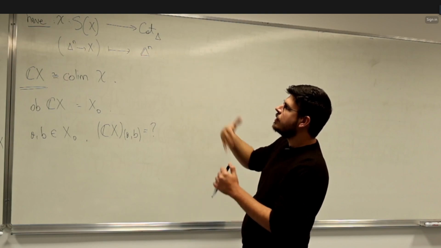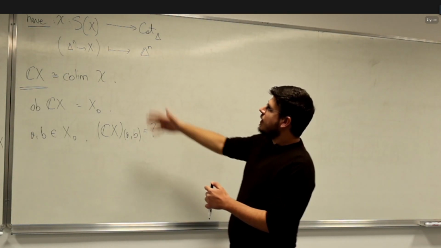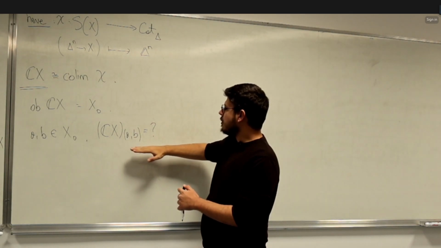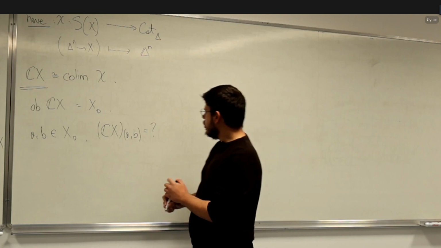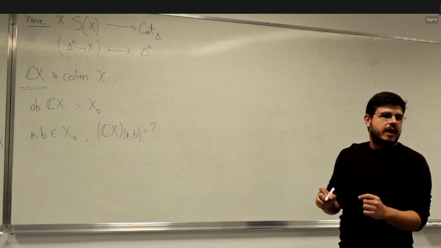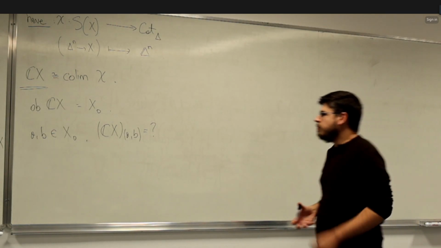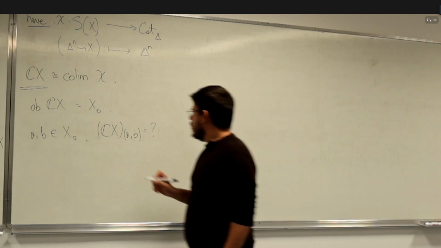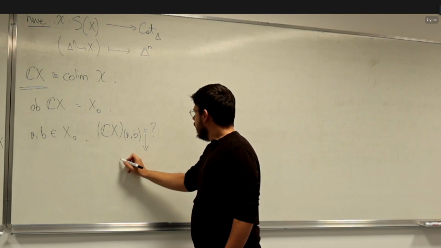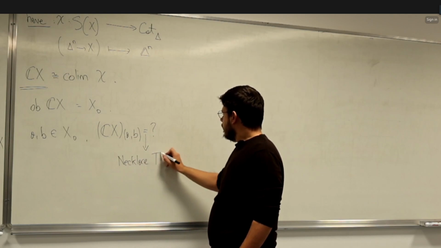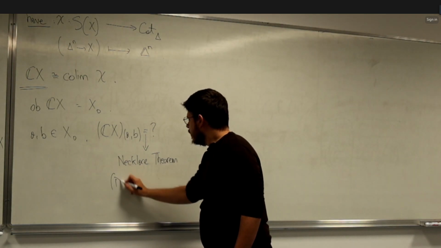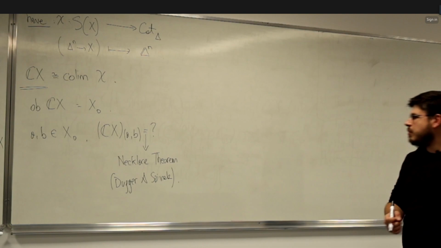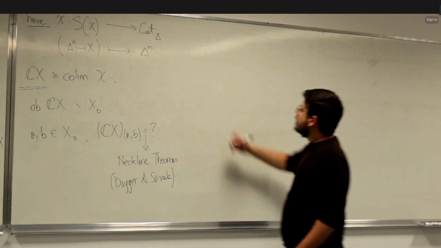So colimits of categories, and the study of that, is sort of motivated by this type of colimit here. And I want to talk a little bit about the theorem of Dugger and Spivak, which sort of gives us an answer to this question, like what are these mapping spaces, etc. So let me just state the theorem. The answer is the necklace theorem by Dugger and Spivak. Let me briefly summarize and state what this theorem says.